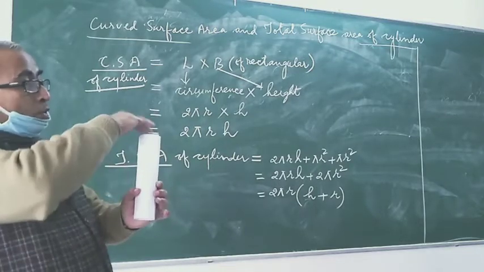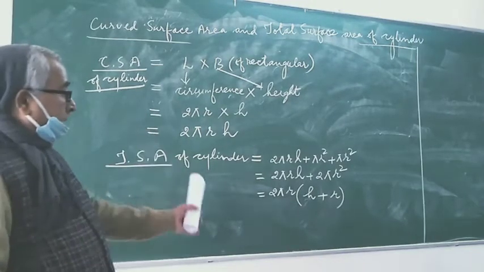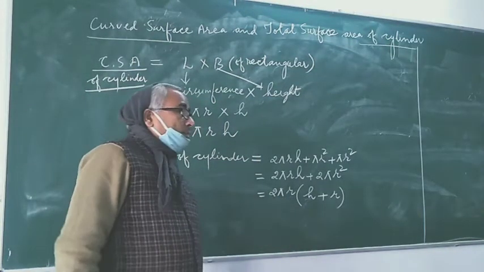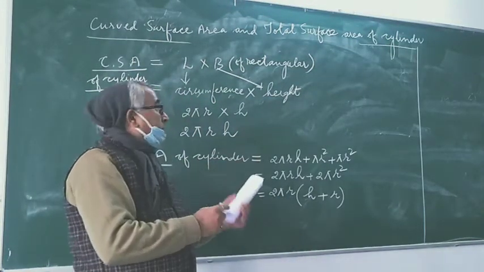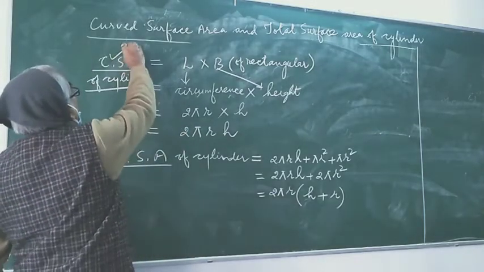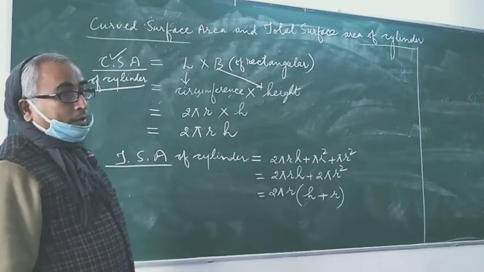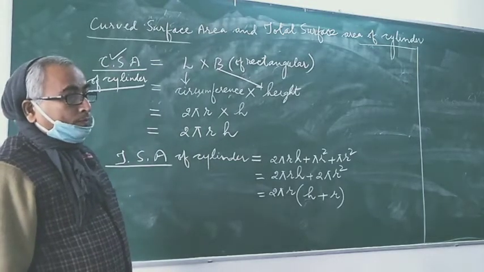Clear? If both are closed, what will be there? 2 pi r h plus 2 pi r square. If both are open, it will become only the curved surface area, and that will be equal to 2 pi r h. Do you follow? Yes, sir.